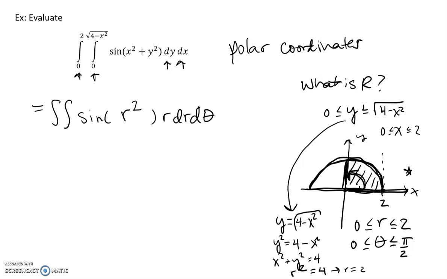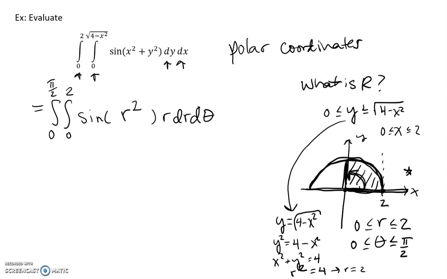So bringing those back over to our integral then, r goes from 0 to 2, so that was our inner integral, and then theta goes from 0 to pi over 2 as our outer integral. And then we have to integrate.